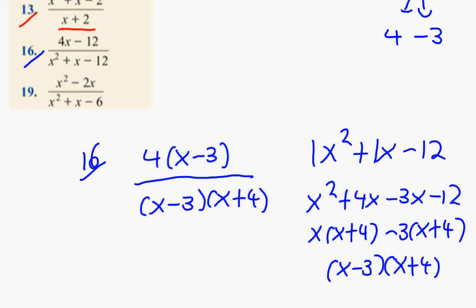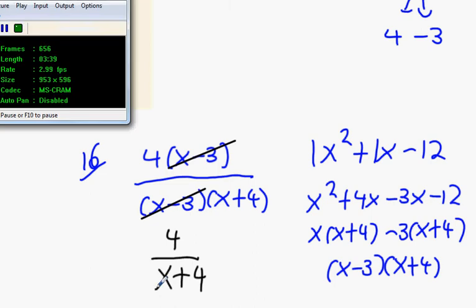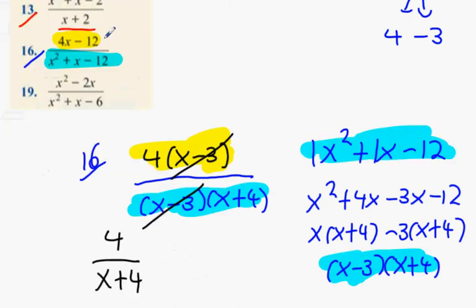Now what's next, guys? The x minus 3 cancels, and what's the end answer? What's the end answer, guys? How many people got that answer? Okay. Okay, guys, 19.